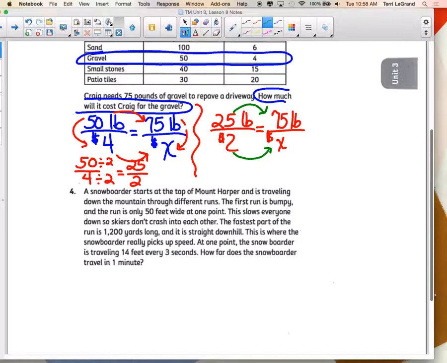Okay, what do we have to do to get from 25 to 75? Take it times 3. Oh, my multiplication dot isn't looking very good there. Let's try again. And so I'm going to do the same thing down here. So now our equation is 2 times 3 equals x. And 2 times 3 is 6. So how are we going to answer this question? What did we just find out?